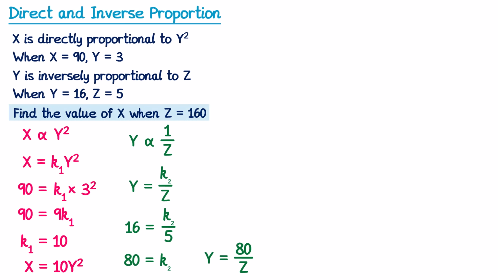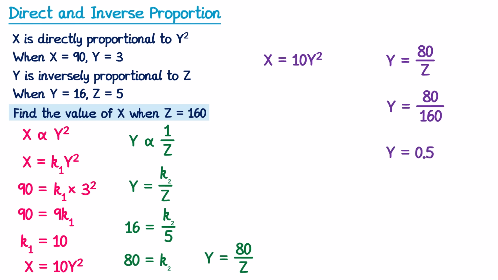The question was find the value of x when z is equal to 160. So let's take both of those equations, and we're going to substitute in z for 160. Now we can't substitute it into the first formula since there's no z, but we can in the second. So if we replace the z in the second formula with 160, we have y is equal to 80 over 160, which would simplify to 1/2. So y is equal to 0.5.